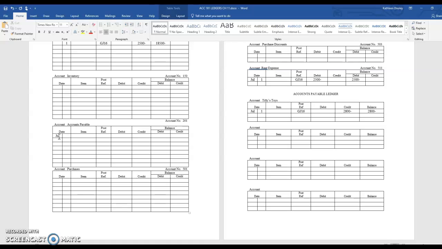Now, if you want to, you can go ahead and post also the accounts payable. We're copying the date, July the 1st, copying the amount, 2,800 credit. New balance is 2,800 credit. Where did this come from? GJ16. And you can go ahead and do the purchases, copying the date, copying the amount. That was a debit of 2,800. New running total is debit of 2,800. Where did this come from? GJ16.